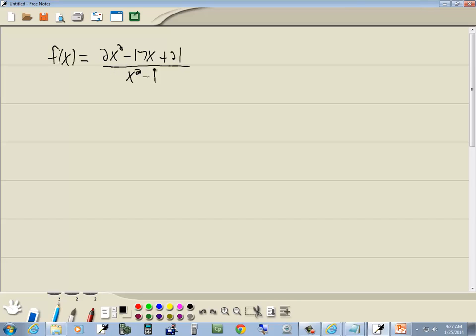Well, we've got a rational function. When you've got a fraction with a variable in the denominator, that's a rational function. You always set your denominator equal to 0. So we have x squared minus 1 equal to 0. Now this factors, using the difference of two squares, as x plus 1 times x minus 1.